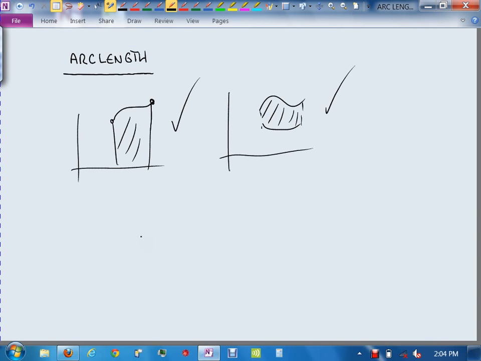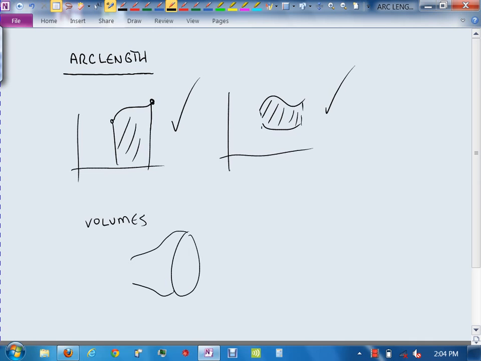What's that? Well, we've done more than that. Volumes, right? So we rotated these things around. So then we did volumes, where we take that thing, we wrap it around, we get some weird shape, and maybe we can find the volume of something wrapped around, right? I mean, that's what we've done so far.